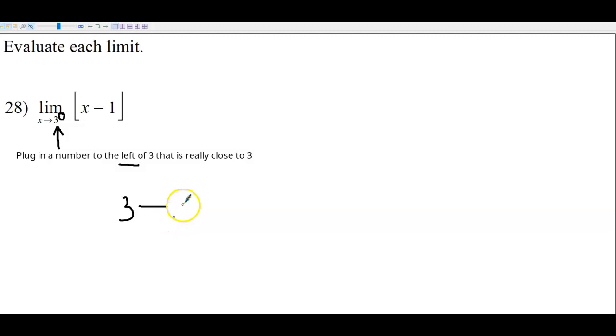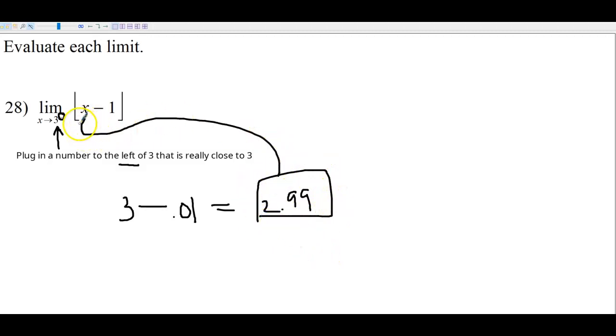So let's just say 0.01. Now if I subtract 0.01, that's going to give me 2.99. So this is what I'm going to plug in here for x. I'm not going to actually plug in 3. I'm going to plug in a number really close to 3 that's to the left of it. And you can do that by just subtracting a small number like 0.01 or 0.001 or 0.1 from 3.